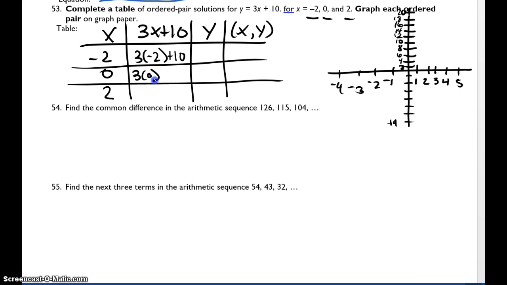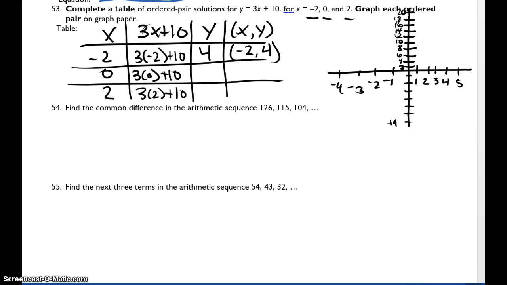3 plug in 0 for x plus 10. So I'm plugging whatever x value into this x here. So 3 times 2 plus 10. So now I'm going to go back to 3 times -2. It's a -6 plus 10 is +4. So my final xy pair there is -2, 4.